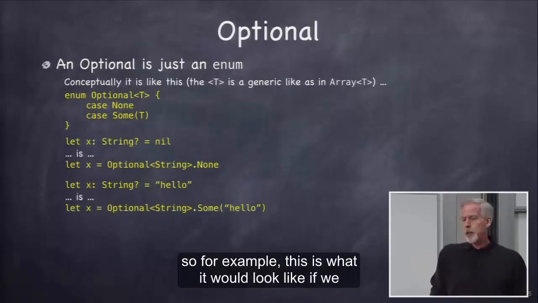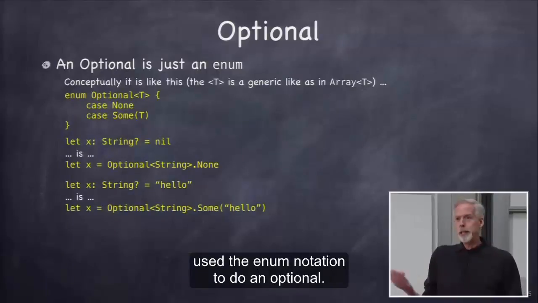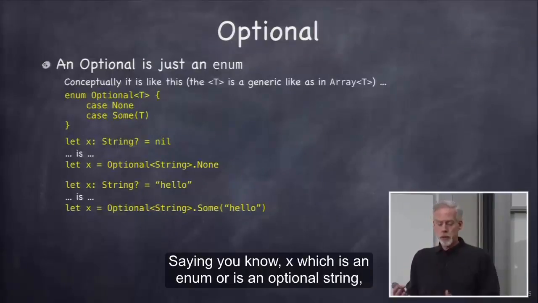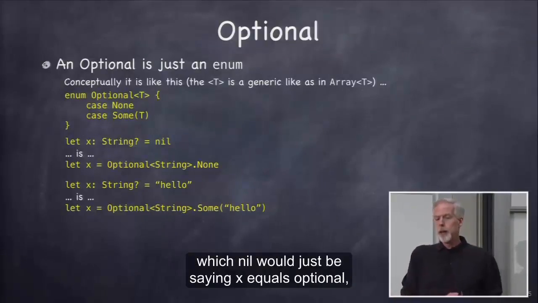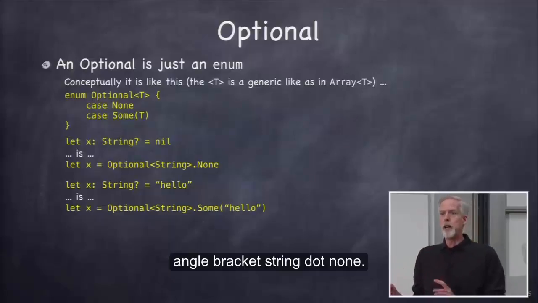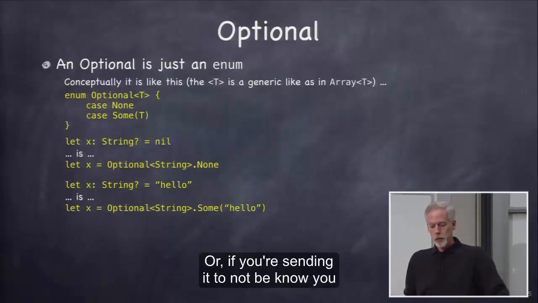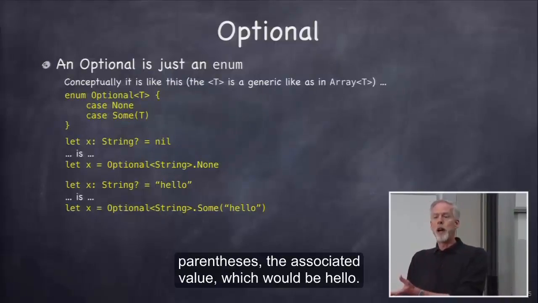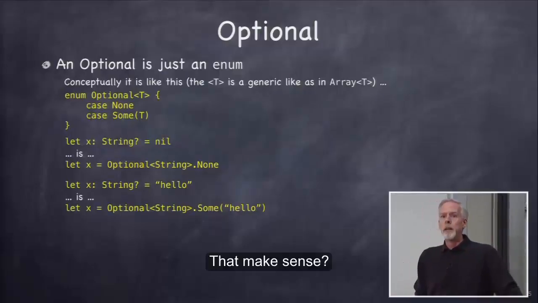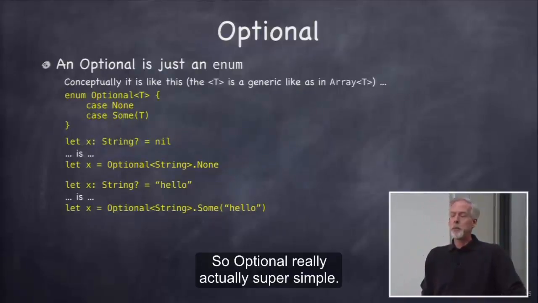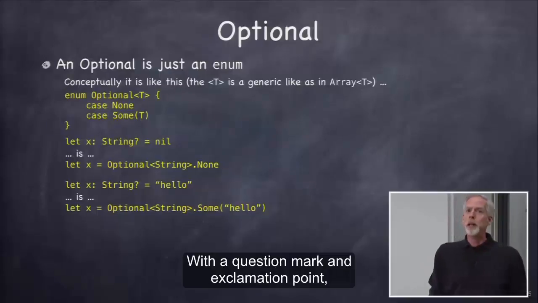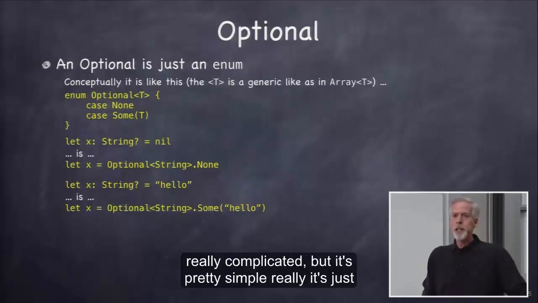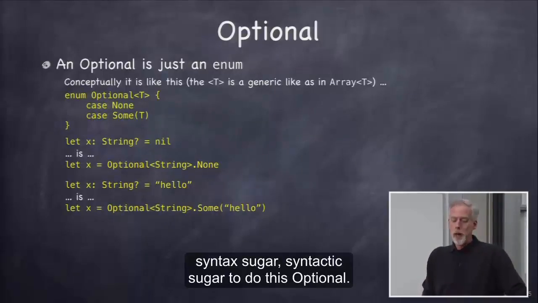And so, for example, this is what it would look like if we used the enum notation to do an optional. Saying x, which is an optional string, equals nil would just be saying x equals Optional angle bracket String dot none. Or if you're setting it to not be none, you would say Optional angle bracket String dot some, parentheses, the associated value, which would be hello. Does that make sense? So optional is really actually super simple. The question mark and the exclamation point make it seem like, whoa, it's really complicated, but it's pretty simple, really. It's just syntactic sugar for this optional.